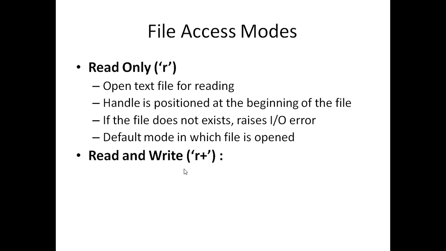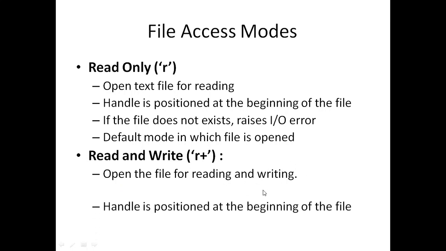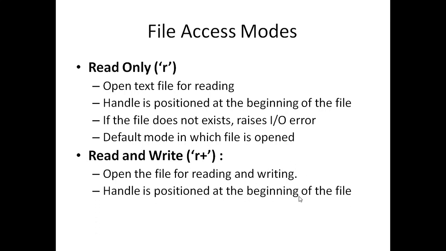The second access mode is r+ mode. We call it read and write mode. It opens a file for reading and writing purpose, and the handle or the cursor is positioned at the beginning of the file. It raises an IO error if the file does not exist.